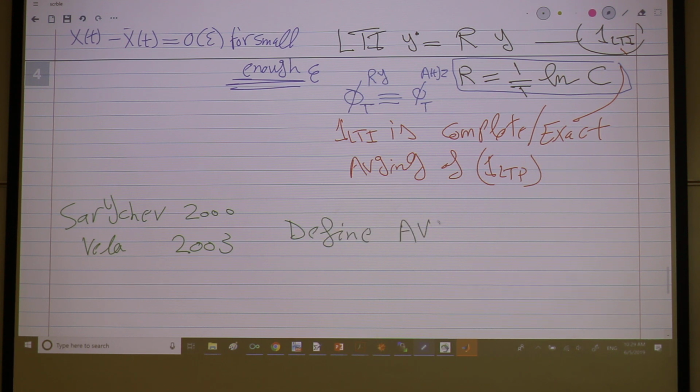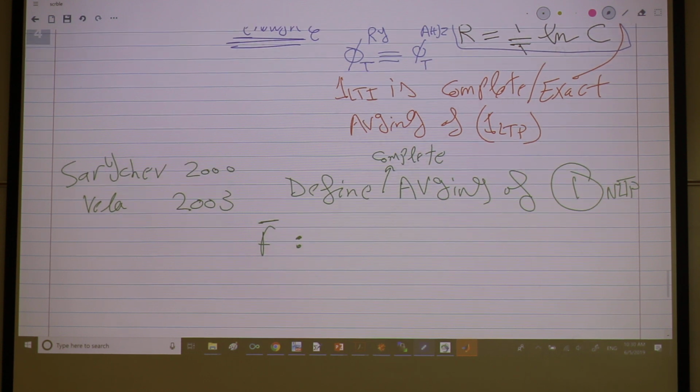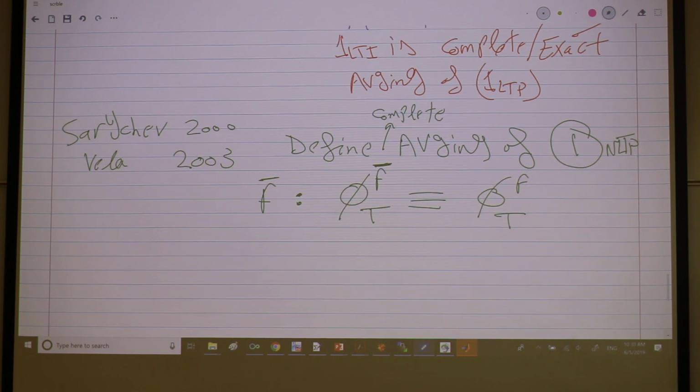the average of dynamics, or averaging, complete averaging. The word complete averaging is due to Sarichev. Complete averaging of equation 1, the nonlinear time periodic system, by this vector field f bar, the average of it. So f bar must satisfy the following: the flow along f bar, its time invariant, for one period should match the flow along the exact dynamics for one period. Right? Any question about that?